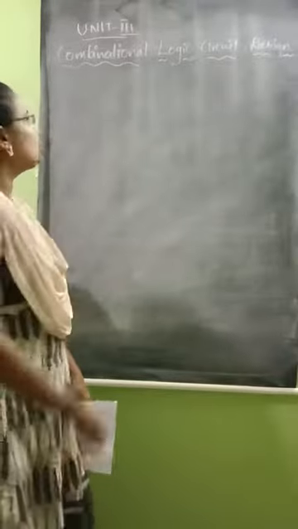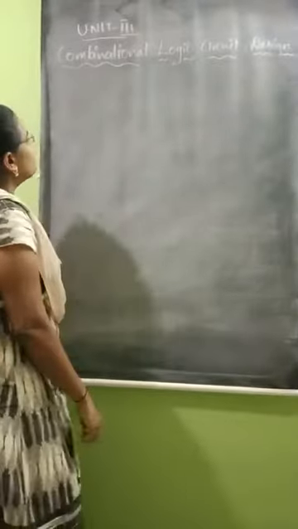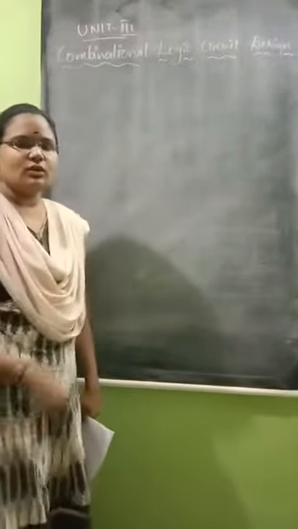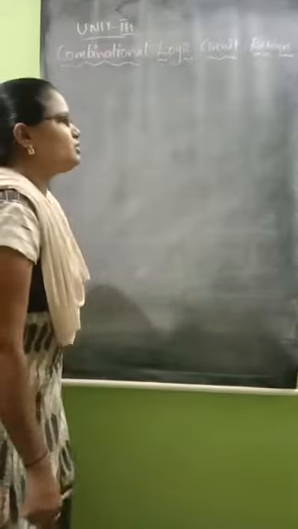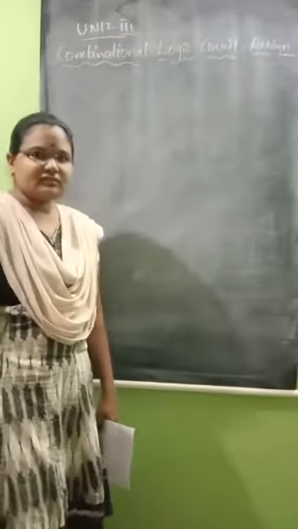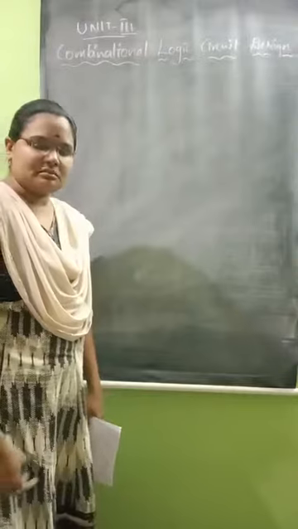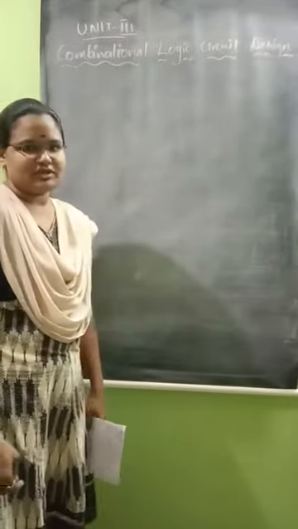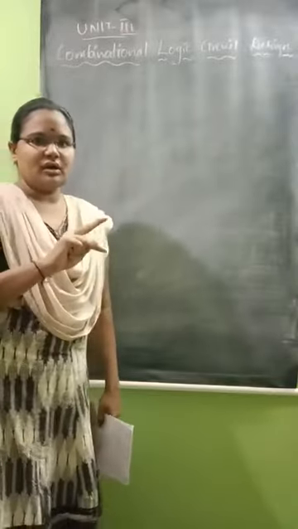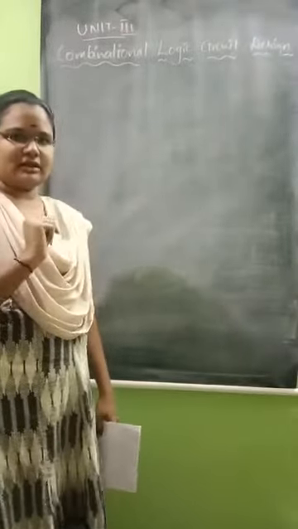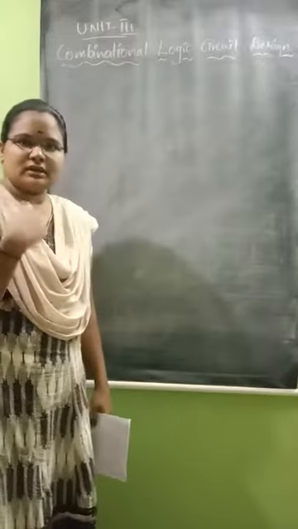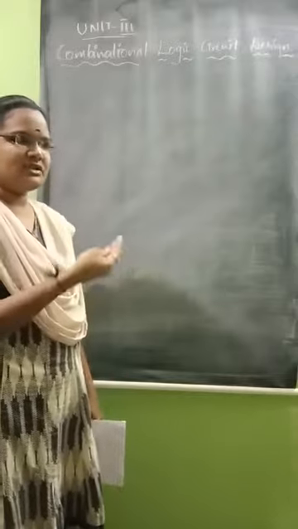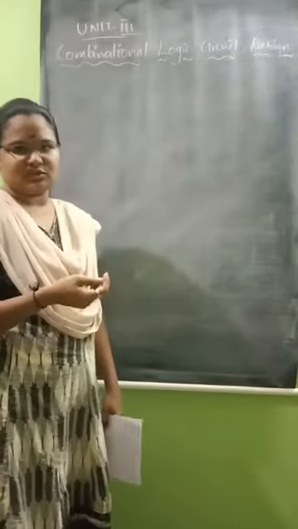Today I want to discuss the third unit, which is combinational logic circuit design. So what is a combinational circuit? A binary adder and a binary subtractor are combinational circuits. Adder and subtractor are both combinational circuits. They perform arithmetic operations: addition and subtraction.